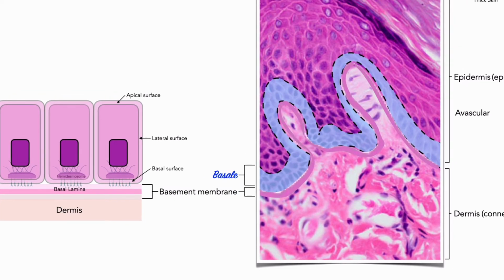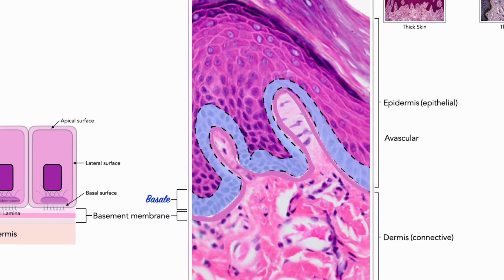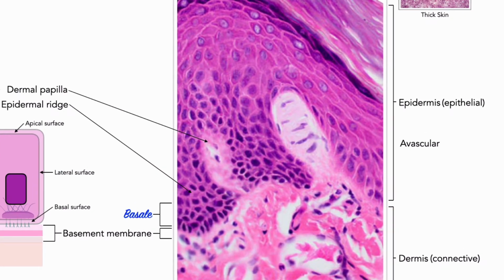Taking a broader look at the skin, the interface between the dermis and the epidermis is highly convoluted with ridges and valleys. The valleys are called epidermal ridges, which extend down toward the dermis. Between these ridges, dermal mounds or hills called dermal papillae project upward into the epidermis.